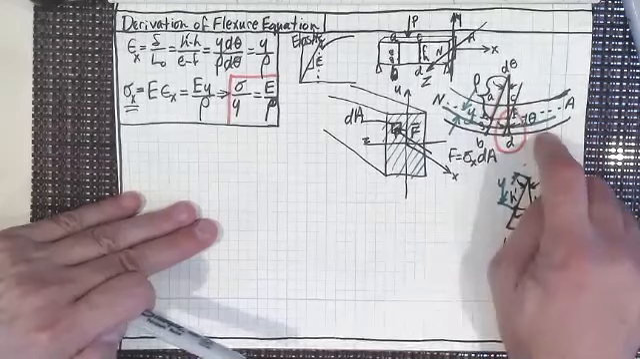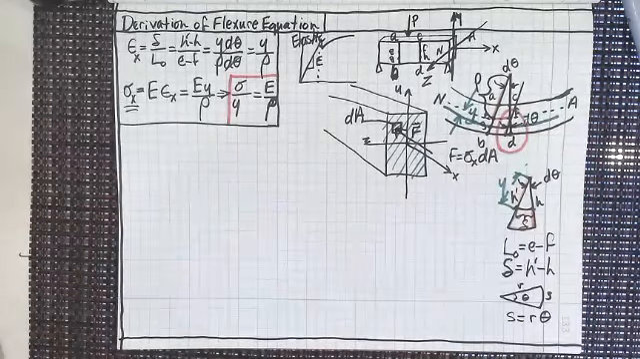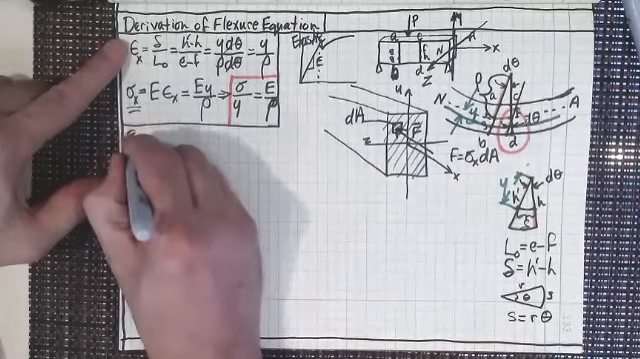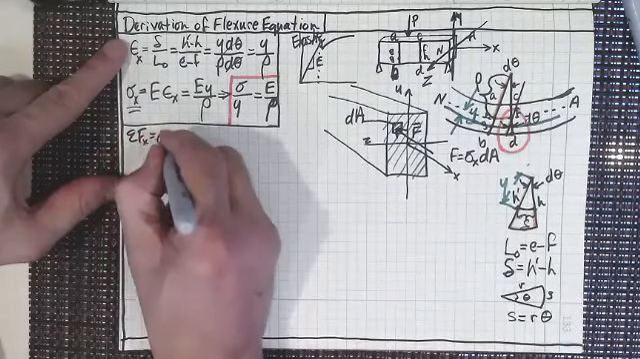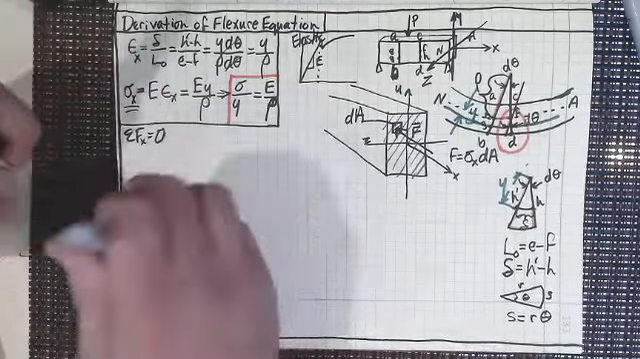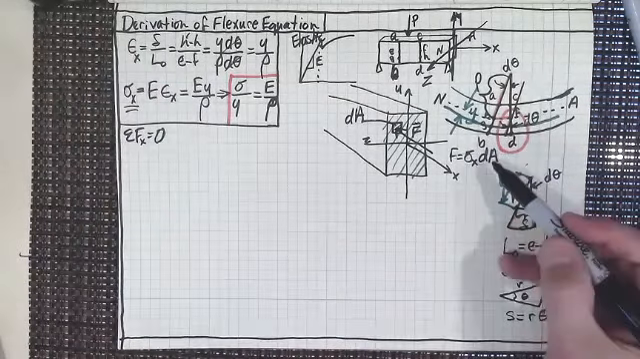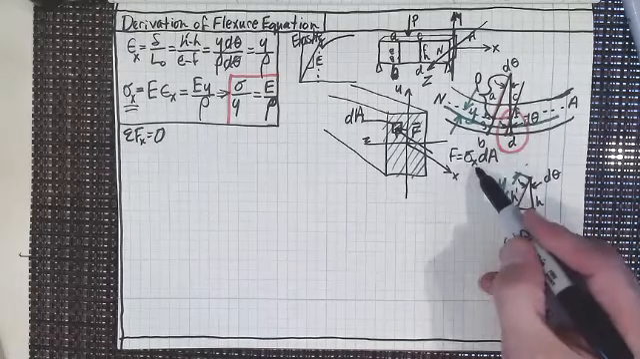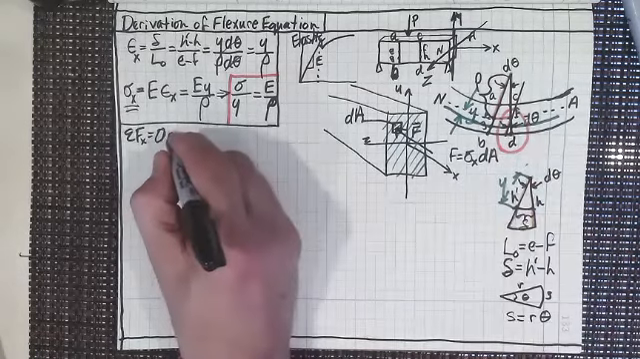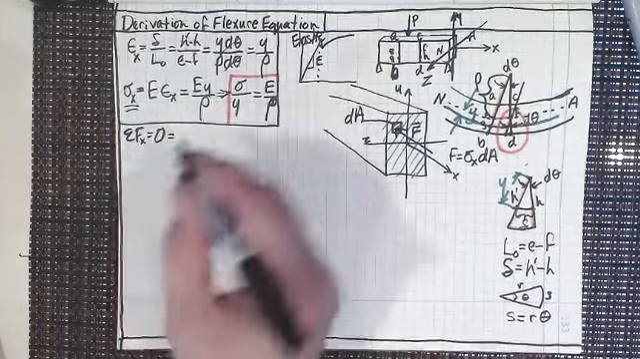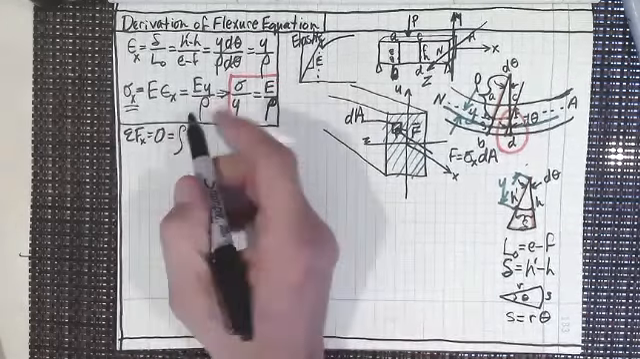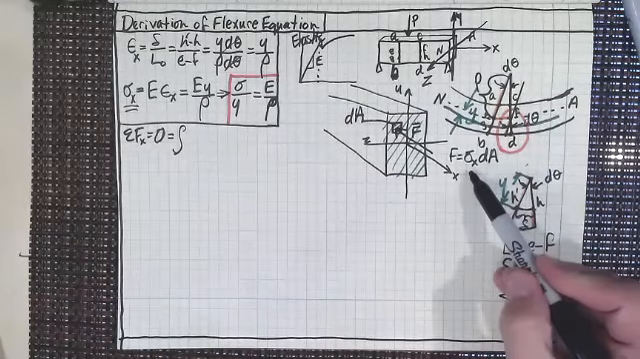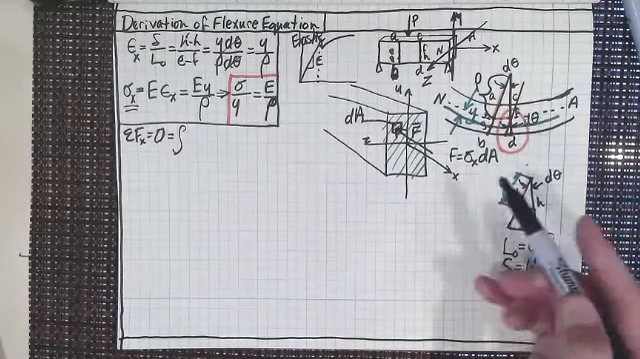So I know that the sum of the forces in the x direction has to equal 0. Well, if that's true, then that means that if I integrate over the entire area with sigma dA, right?